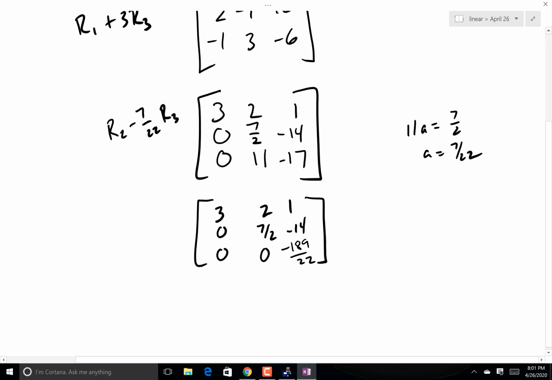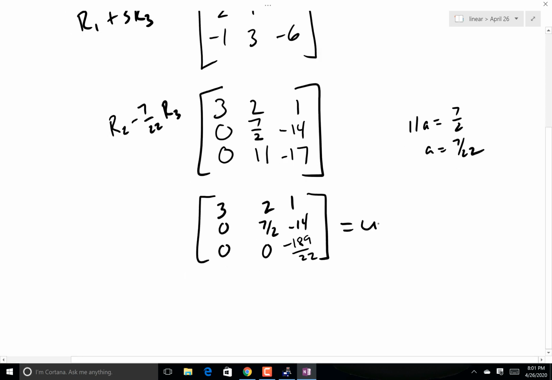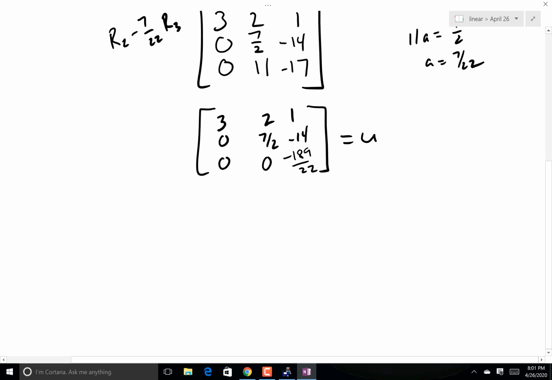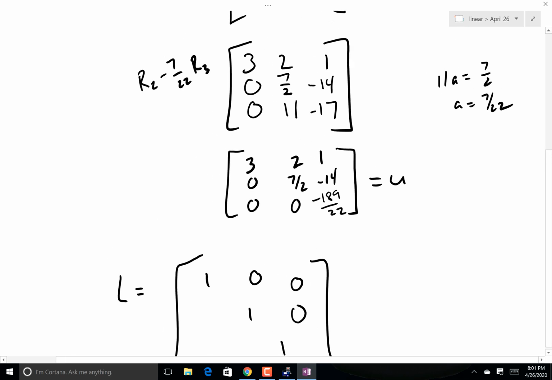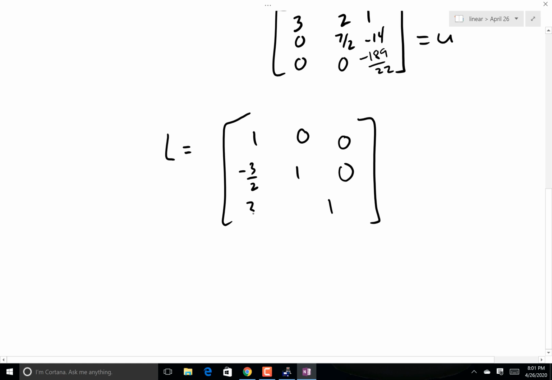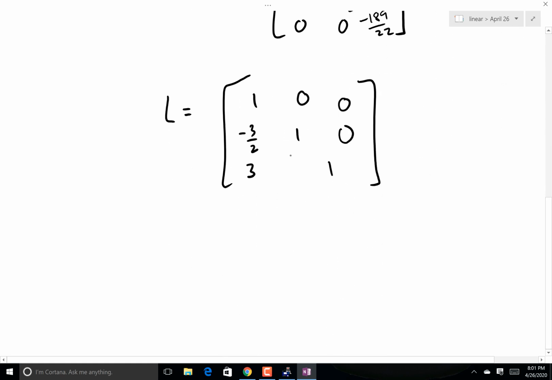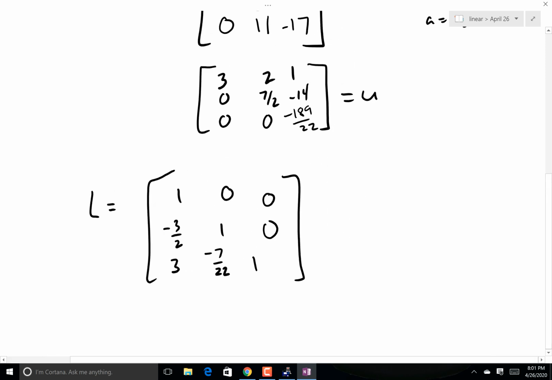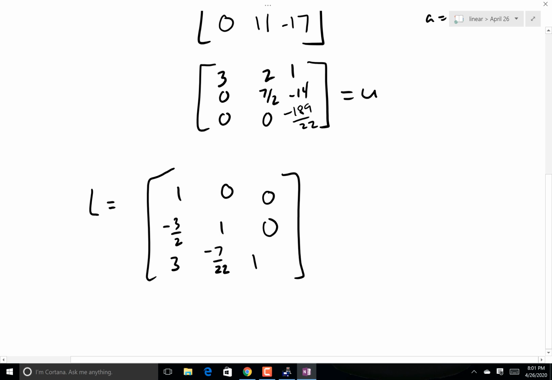You're like, why on earth did you use those fractions? To get your U, Jay. Oh, I'm glad you asked, friend. I am so glad you asked. Because it turns out that L is simply, check this out, you're going to start with the identity. You with me? You're going to put zeros up here. All right. Now check it out. What am I going to put down here? I'm going to put negative 3/2. I'm going to put positive 3. And I'm going to put negative 7/22. In other words, the numbers that you used to create your U matrix go in your L matrix.